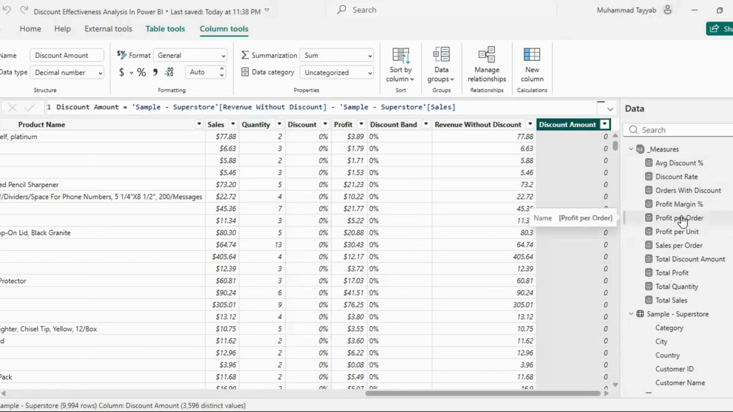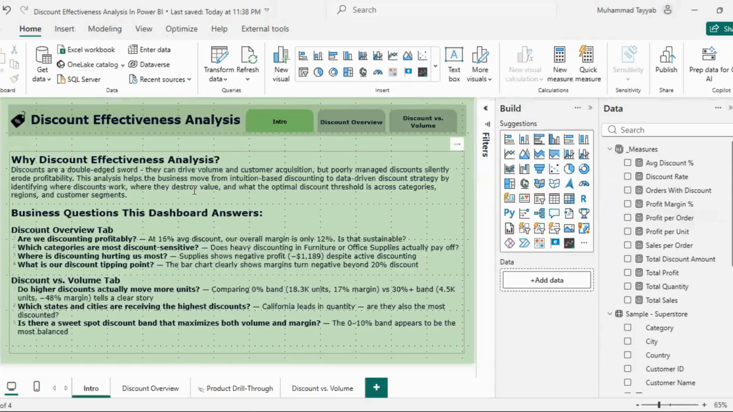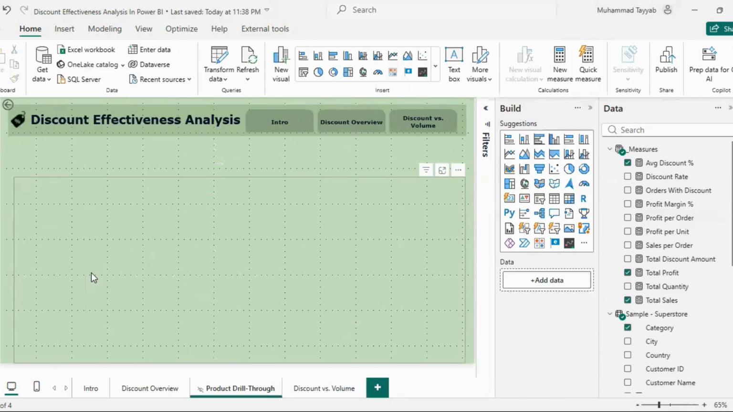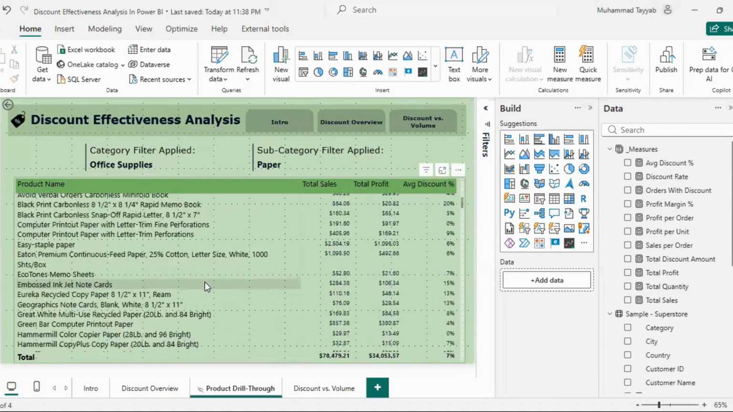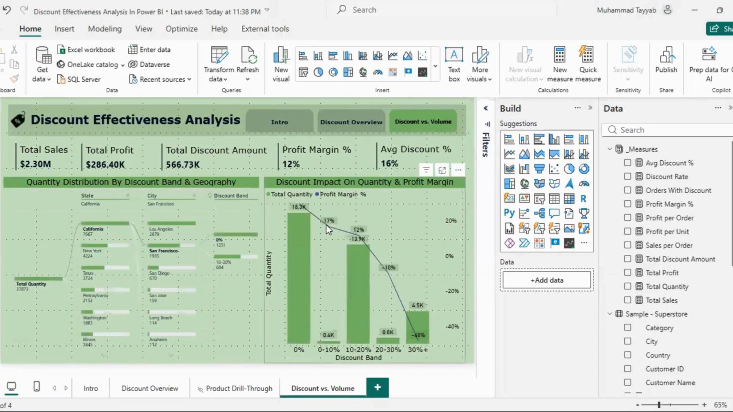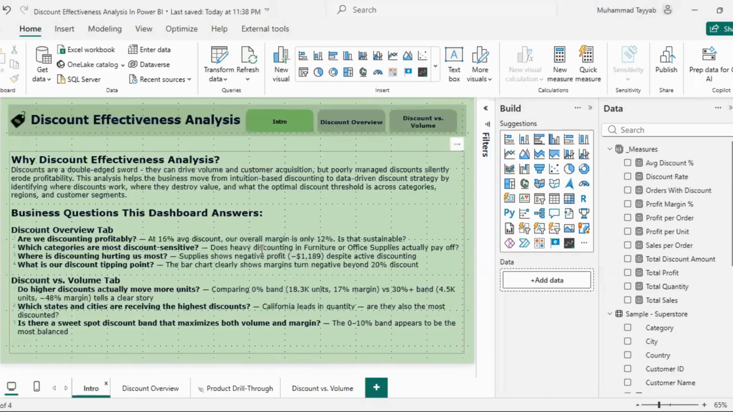So for example, if I just show you the dashboard that I built here, it's the intro page telling the why and then the business questions that we will be answering in this video by performing the analysis. And then we have the discount overview tab where I've quickly shown where the discount is going and its impact overall. And here I've also created a drill through page. So let's say we want to look at the discount by paper subcategory within office category. So these are the products and their sales, profit and then the average discount. Other than that, if I go to discount versus volume, this shows how discount is impacting the quantity of different products. So this is what we will be looking at now.